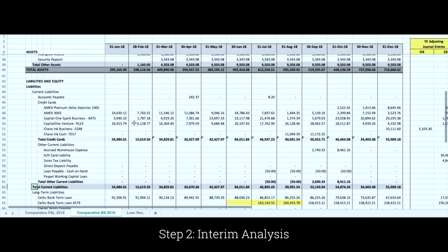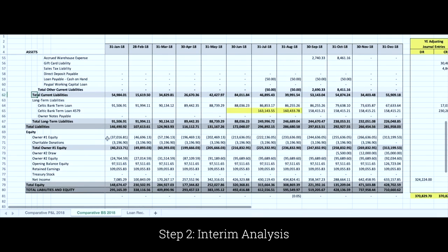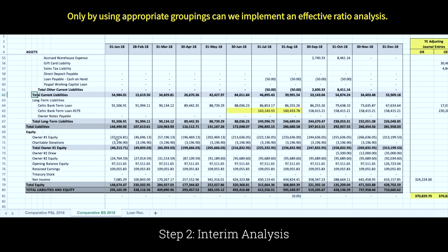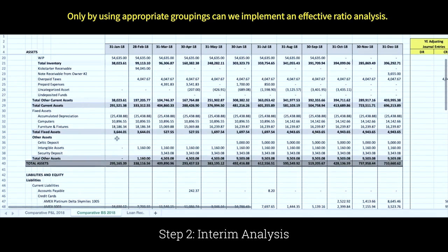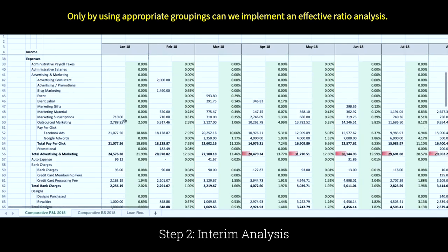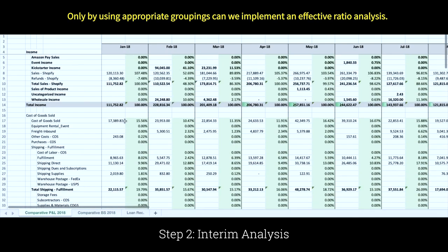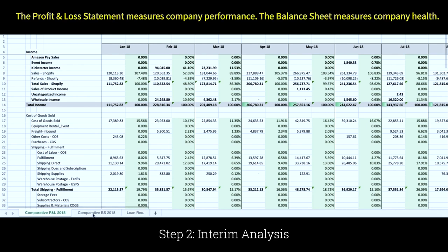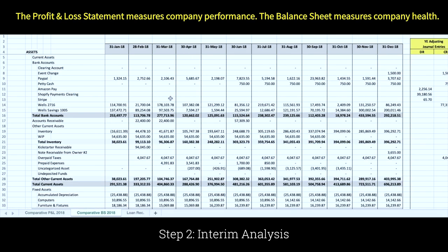As we take the next step in our financial analysis, we're going to look at the balance sheet, make sure that all these groupings are correct, and generate some ratios to understand the health of the business. As we look at the profit and loss statement, this is where we assess the performance of the business. When we look at the comparative balance sheet, this is where we assess the health of the business. And so we'll go to the next slide and dive in a little deeper.